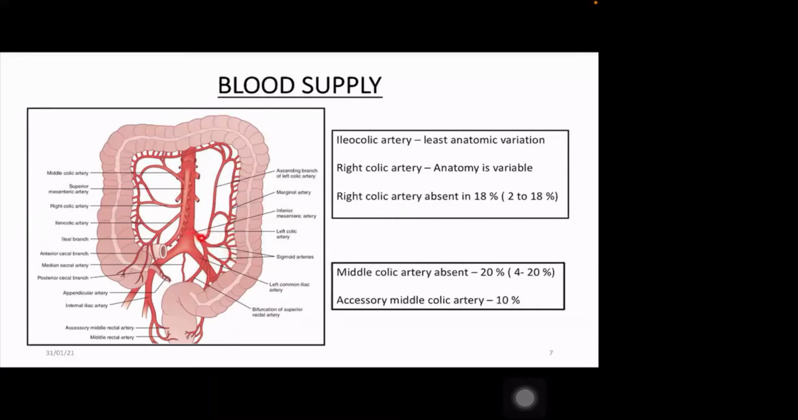So from the IMA, we get the left colic. So from the IMA, this is the left colic. This is all the sigmoidal artery branches, 1, 2, 3. So we get around 4 to 6 sigmoidal artery branches. And then the IMA continues down as the superior rectal artery or superior hemorrhoidal artery.